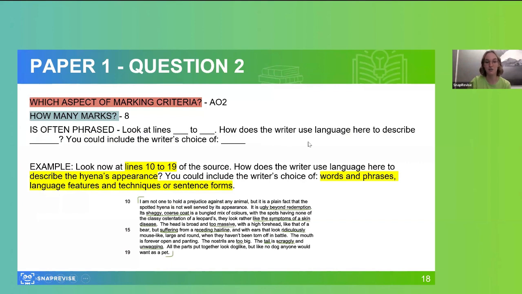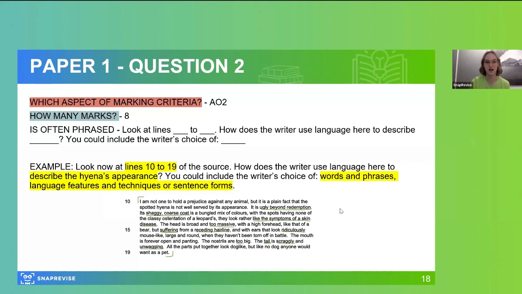Shaggy coarse coat, I would say, is a really detailed description of the hyena. It is alliteration, yes, lovely. The alliteration of the C is quite a disruptive sound, so it makes you focus on it. The coarse coat almost gives you that feeling of how rough the coat might be, so it makes it quite a tangible thing for the reader to understand.